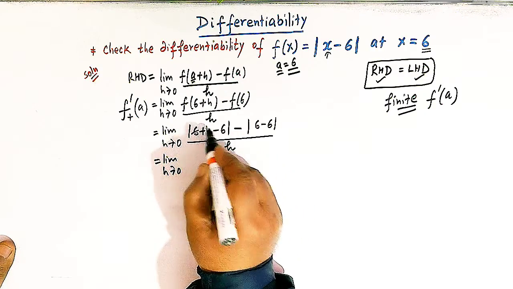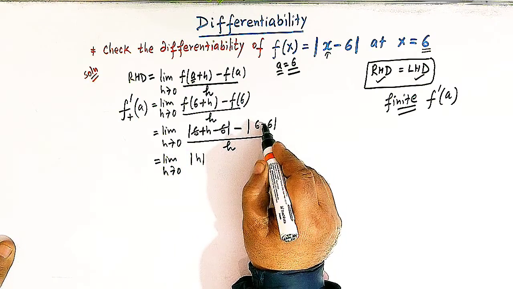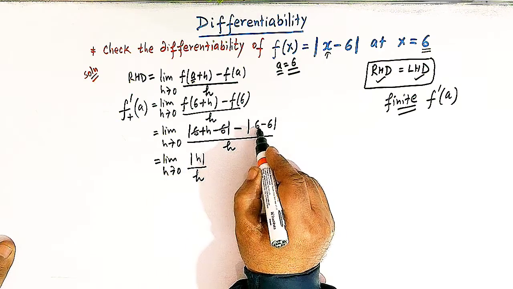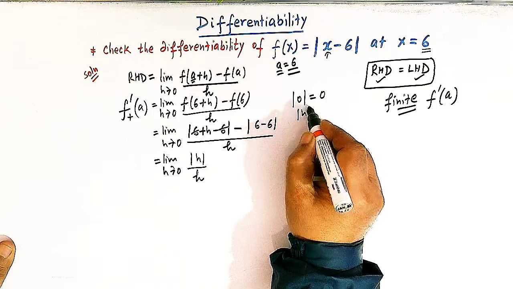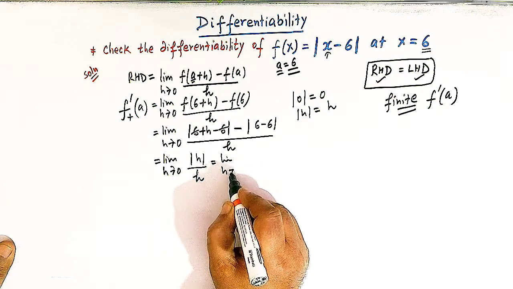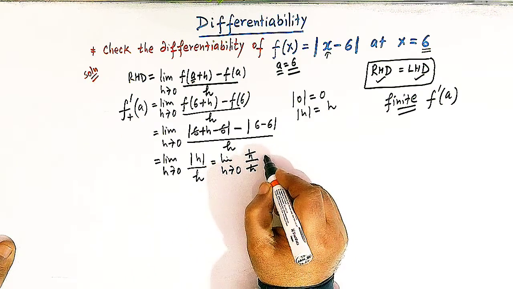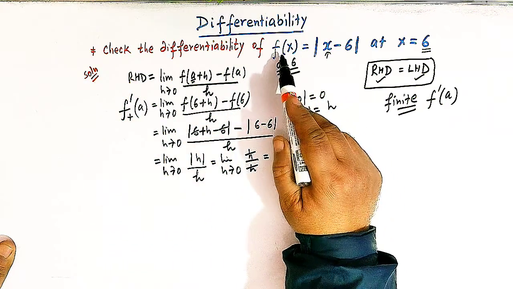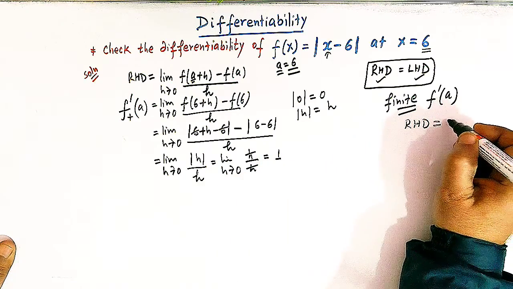Now let us simplify this expression. Here 6 and 6 get cancelled, and we are left with mod of h, and here this quantity is 0, so we have simply mod of h over h, right? Because 6 minus 6 is 0 and mod of 0 is equal to 0, right? And mod of h is simply h, because h is a positive quantity. So now we have limit h tends to 0, h over h, and h get cancelled, and we have simply 1, right? So the right hand derivative of this function is finite, and this is equal to 1.